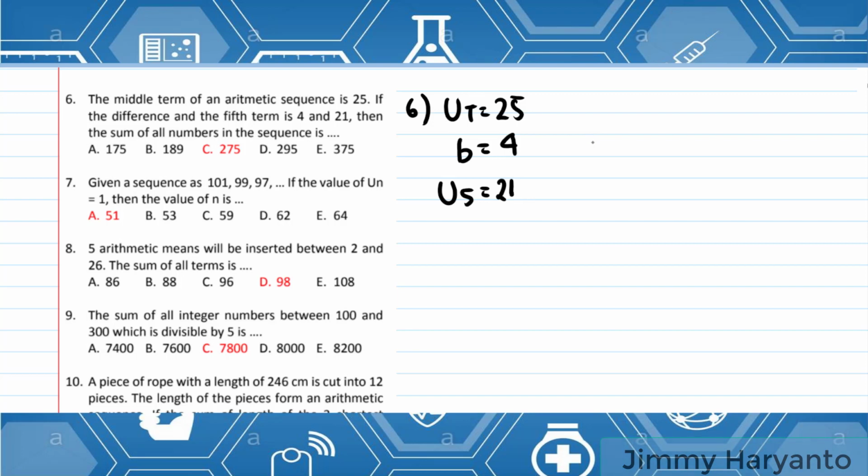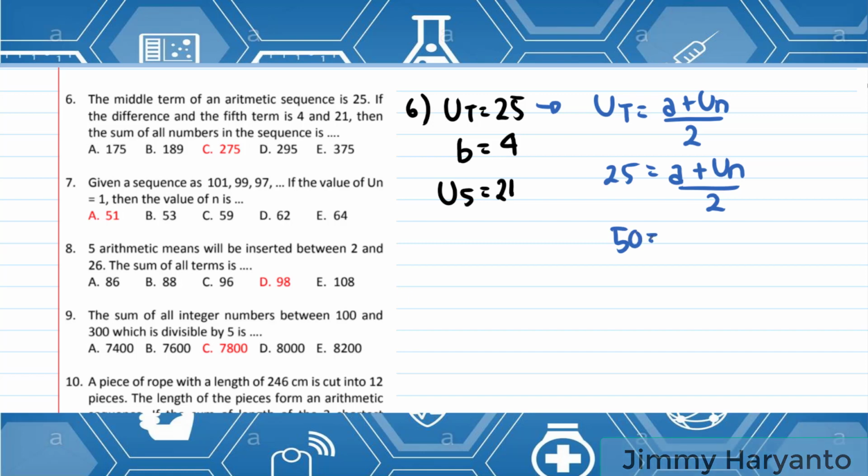Okay. So first we will use this formula: ut equals a plus un over 2. So the ut is 25 equals a, we don't know un, over 2. Cross multiplication, a plus un. Okay, anything missing? The fifth term, the difference.